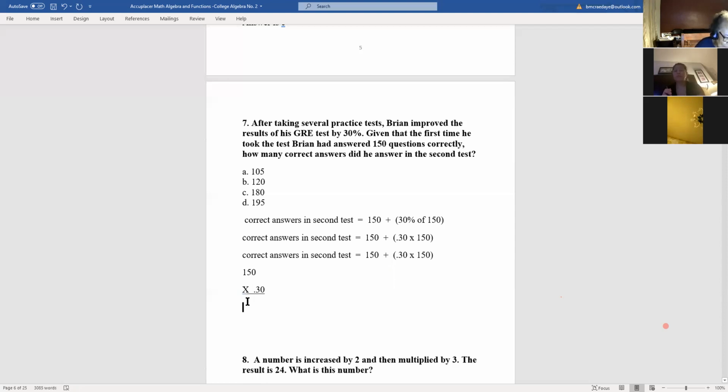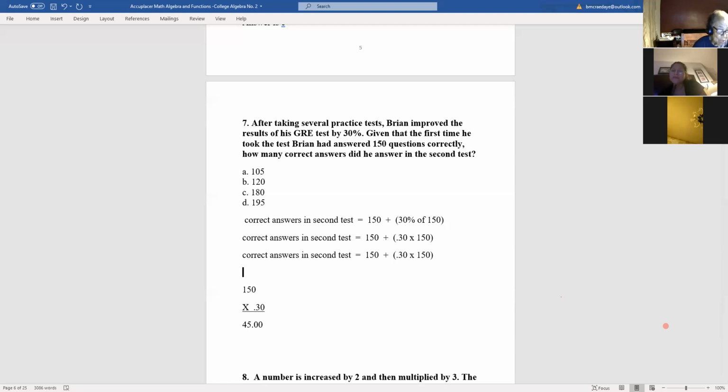What's this going to be? 4, 5, 45, 0, 0, and point off 2 places because you have 2 places here. It's 45 because remember this is 0.30. So if you do 30 times 150, then you have to point it off 2 places because the 30 has 2 places, right? So this is going to be equal to 45.